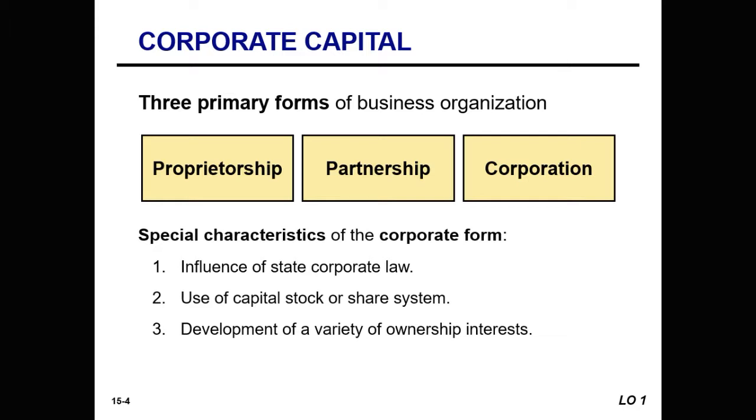Corporations are formed at the state level. This is done by state charter and are influenced by the state's corporate law. They have to use capital stock or a share system. And there's a development of a variety of ownership interests within them. Each state has its own Business Corporation Act, and all of these acts are very complex, and they vary from state to state in their provisions and definitions.